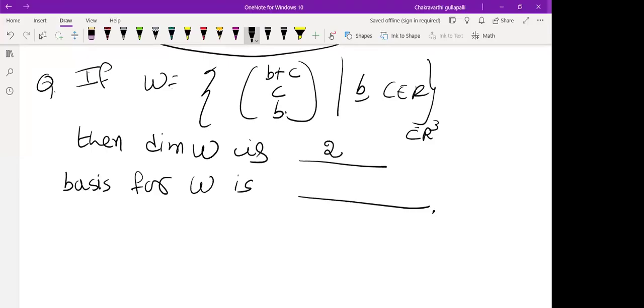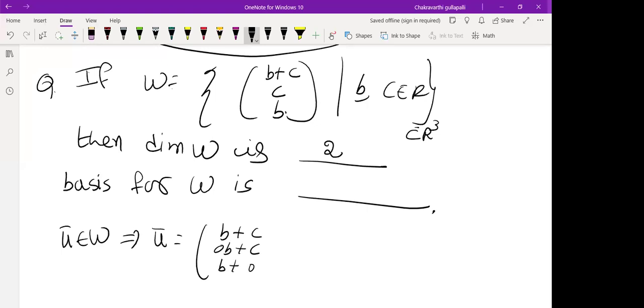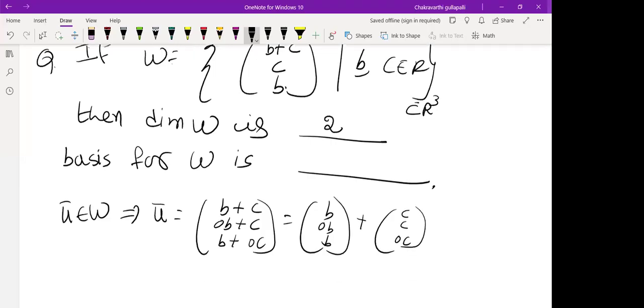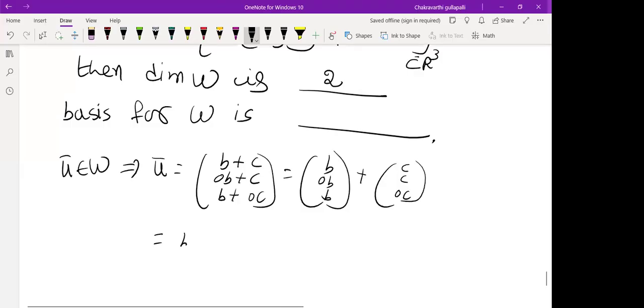Dimension means the number of vectors in the basis. Then what is the basis? That also we can find. How to get the basis? Every vector in this, you should be able to write as a combination. How do we write this as a combination? B plus C, 0B plus C, B plus 0C. You can split this: B, 0B, B, plus C, C, 0C. This can be rewritten as B times (1, 0, 1).